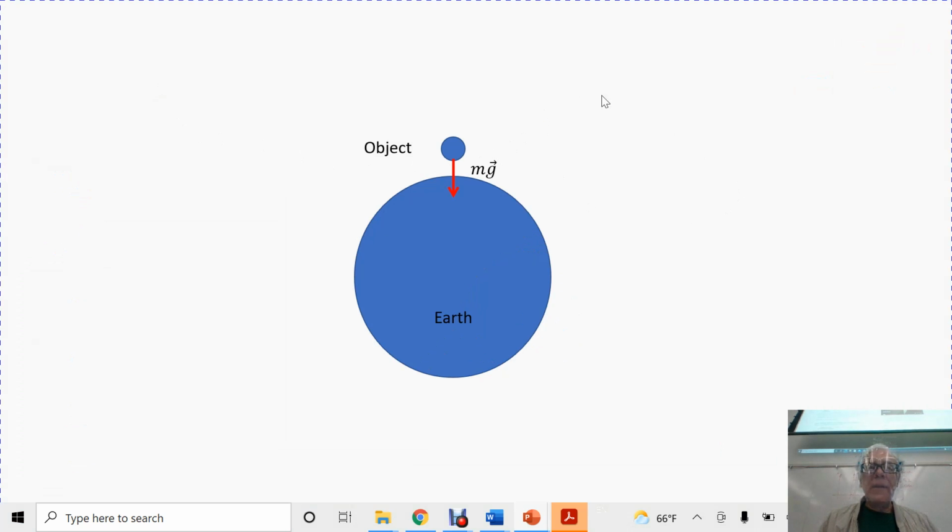You already know that your mass has a weight, right? But where is this weight coming from? This weight is coming from the gravitational attraction of the Earth. Okay? So what does it mean? It means that the Earth is interacting with this small object. And by interaction, we mean Earth is applying a force to that object. That's what interaction means. Okay?